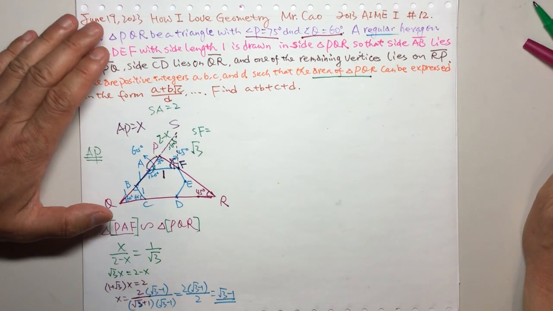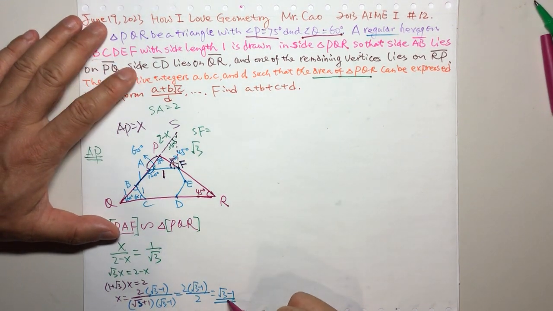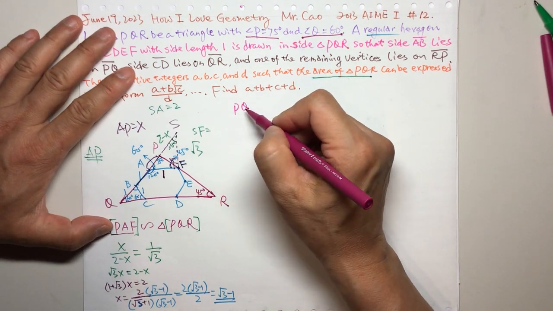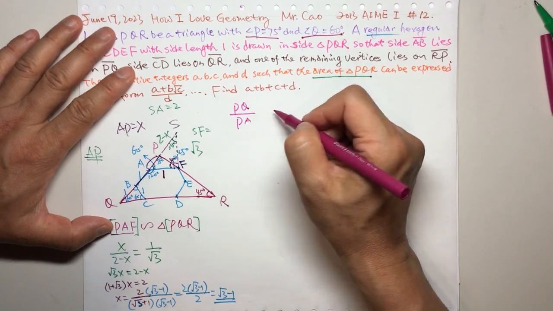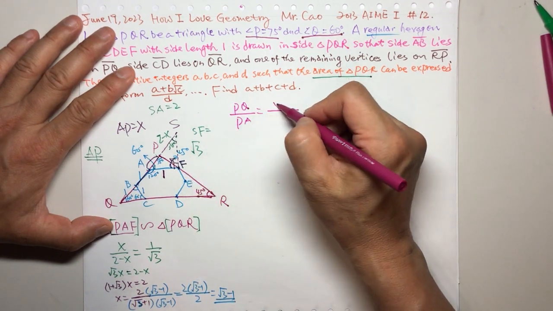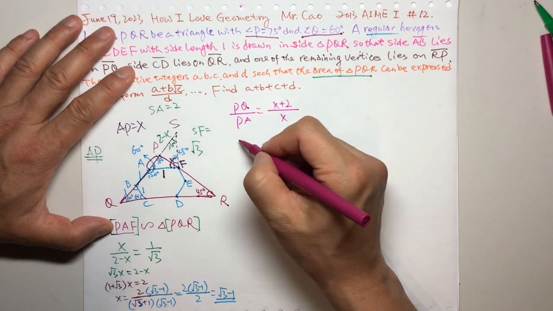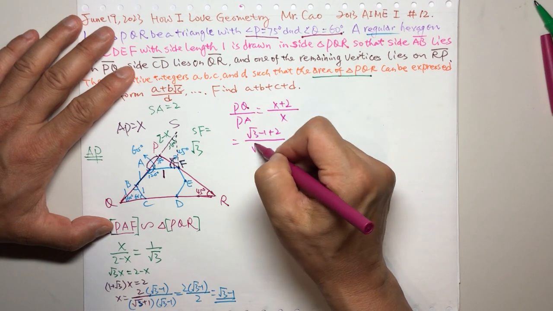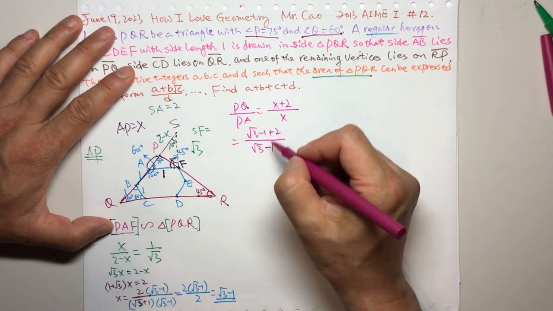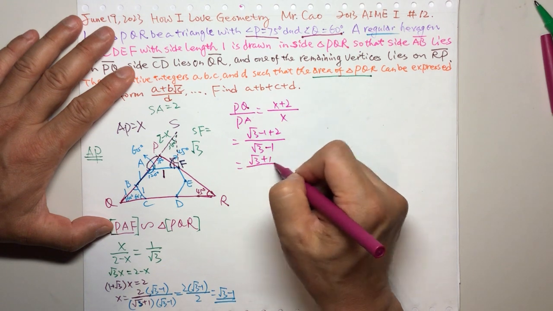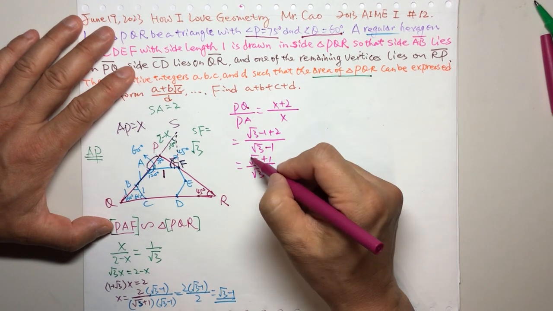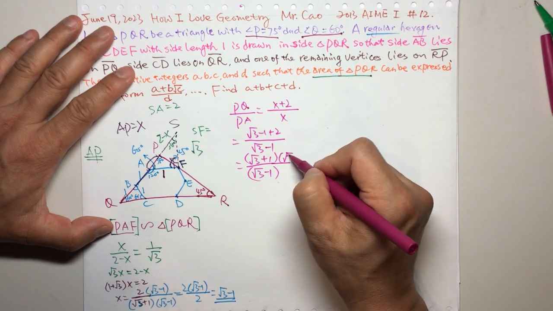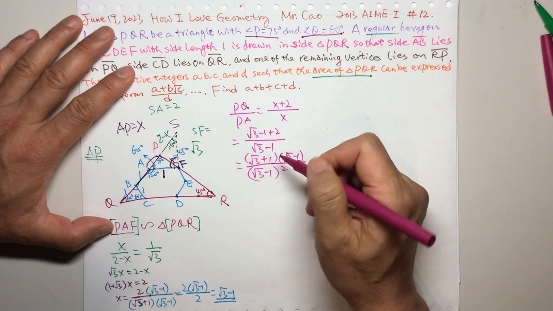We make x equal to this one, then we will find PQ over PA, which equals (x plus 2) over x. So that equals (square root of 3 minus 1 plus 2) over (square root of 3 minus 1), that's x. So square root of 3 plus 1 over square root of 3 minus 1. Of course, we can multiply by square root of 3 minus 1.